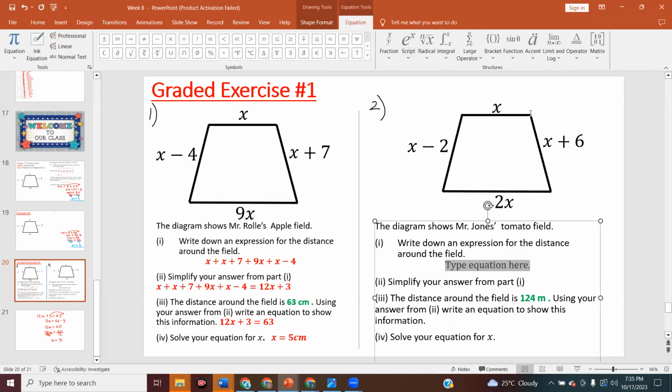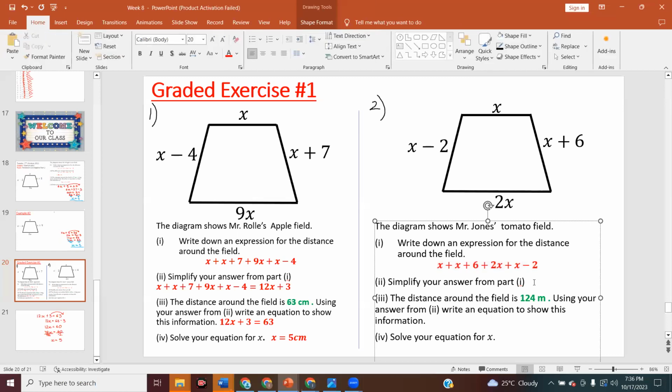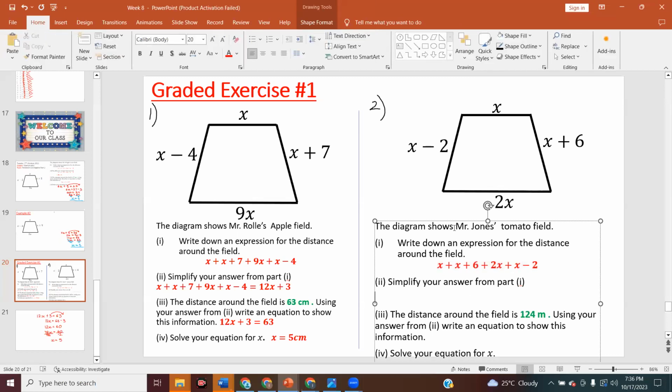Okay, so let's do this one. So how are we gonna do it? What's the expression? X plus X plus 6 plus 2X plus X minus 2, plus X minus 2. Very good. How many persons got that? Yes, Mr. State, I got it. Very good. Now we want to simplify our answer. Put in the chat the simplified answer for number 2i, please.